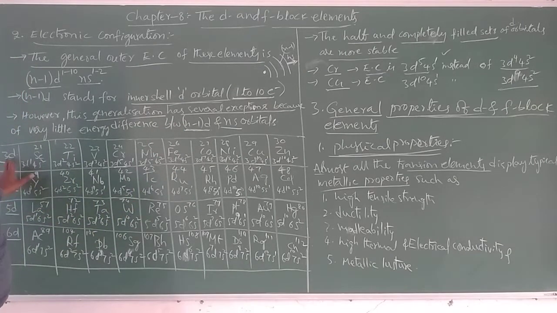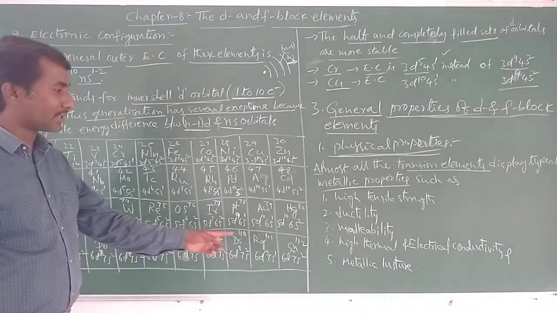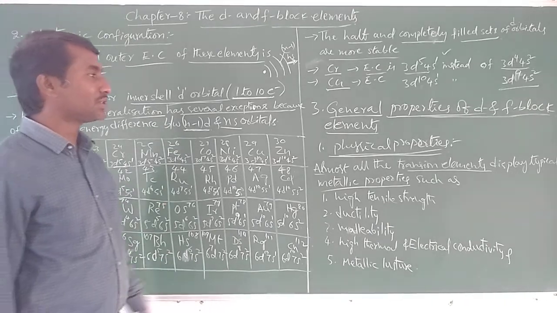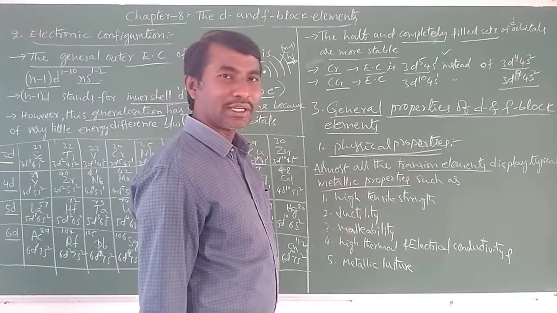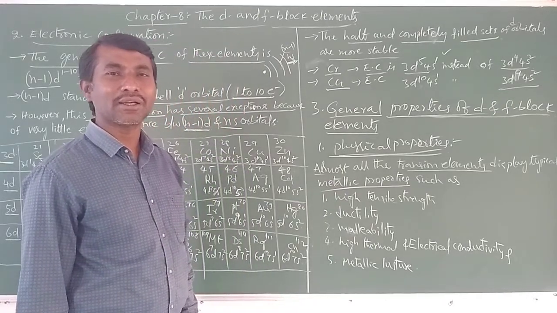All these transition elements, from the 3d series scandium to zinc, the 4d series yttrium to cadmium, the 5d series lanthanum and hafnium to mercury, and the 6d series actinium and rutherfordium to copernicium, display typical metallic properties.